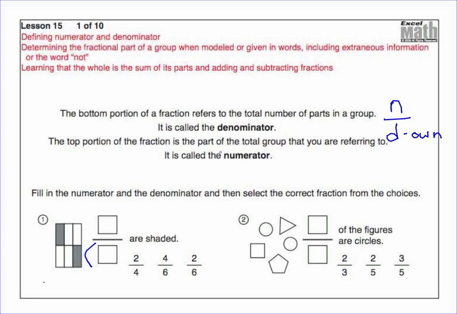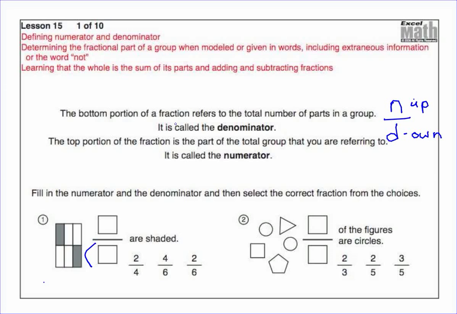And then the top portion of the fraction is the part of the total group that you're referring to. It is called the numerator. And the second letter in numerator is the letter U, and that should remind you that that number goes up. And it doesn't work perfectly because of the N, but at least it'll give you maybe something to help you remember that the numerator is on the top, or it goes up, and the denominator is down.